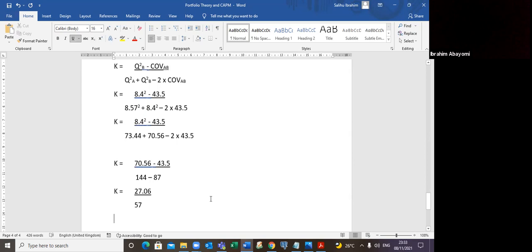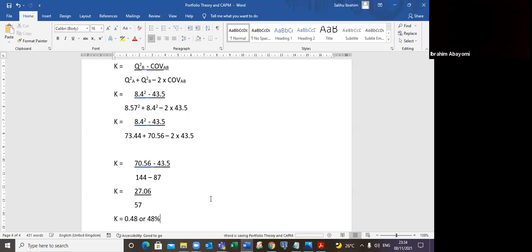So K will now be equal to, divide. And K will be what? 0.474, 0.475. So let's say 0.48, or 48%.